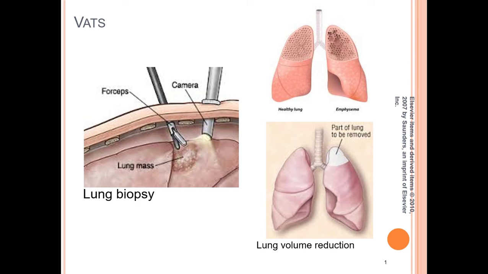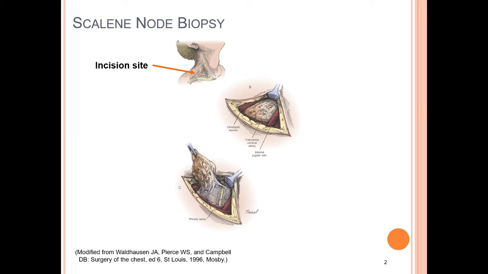This procedure involves resection of portions of the lung. Usually the bronchovascular portion is removed because air is trapped in emphysemic lung tissue. Like many cancers, lung cancer spreads through the lymphatic system. The scalene nodes are the site most often biopsied to determine lung cancer metastasis.